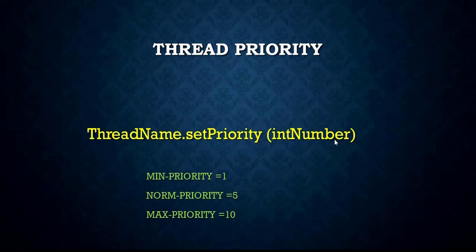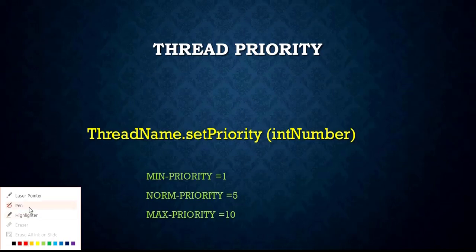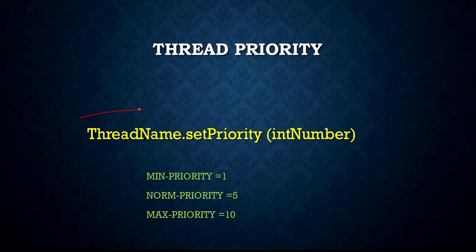Basically, if you want to set a specific priority to each of the threads, this is a method that can be followed. You are going to take the name of the thread and then use dot setPriority as a method. Inside you are going to pass an integer number as a parameter. What is this integer parameter? When you pass the number as 1, that thread will have the minimum priority. What does that mean? That thread will be executed at the end.